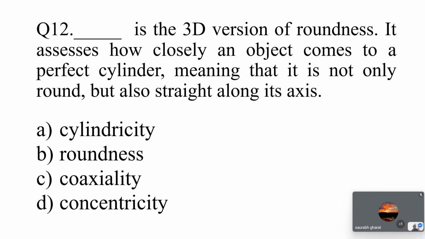The 3D version of roundness: how closely an object comes to a perfect cylinder, meaning that it is not only round but also straight along its axis. A perfect cylinder means it is round. The options are roundness, concentricity, or cylindricity. You can also verify the answer, so take time to solve.